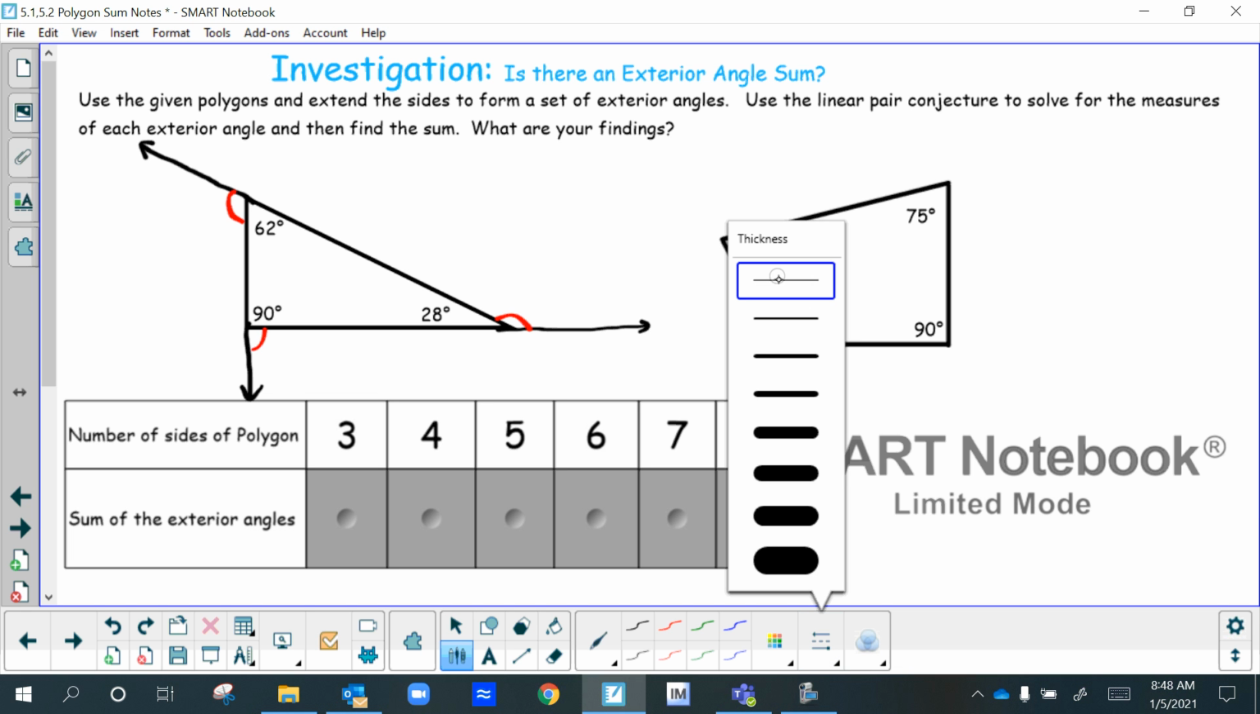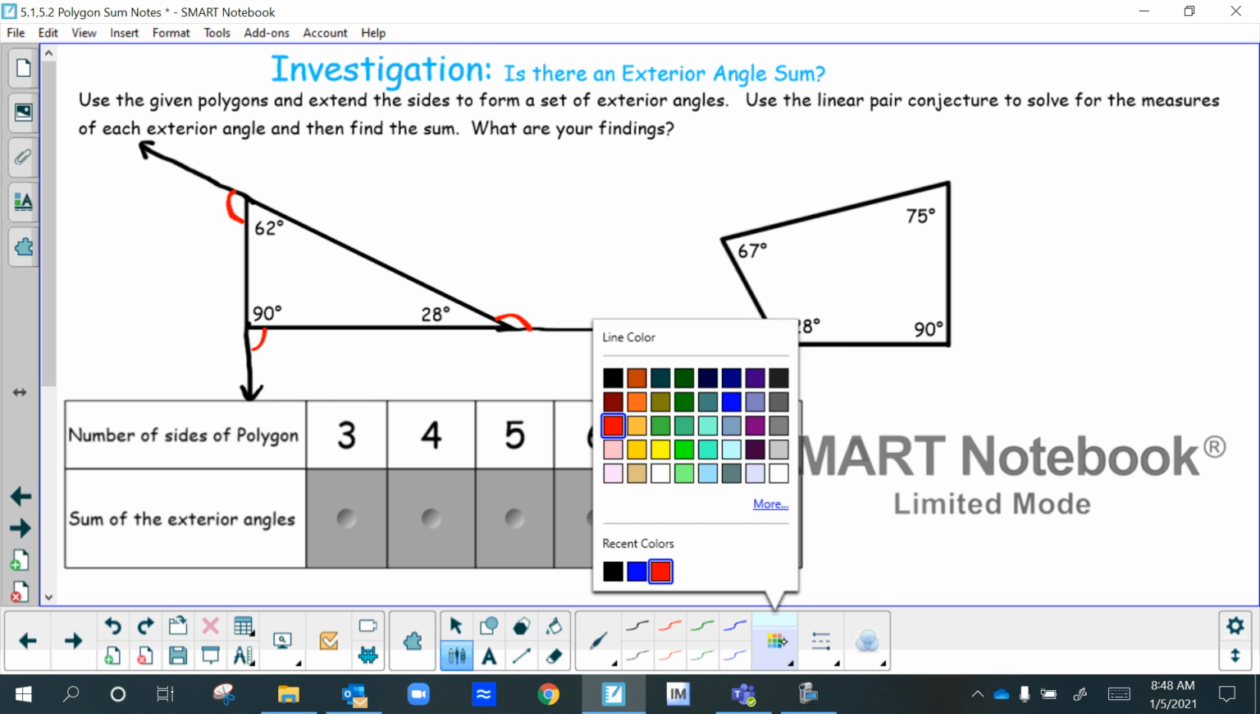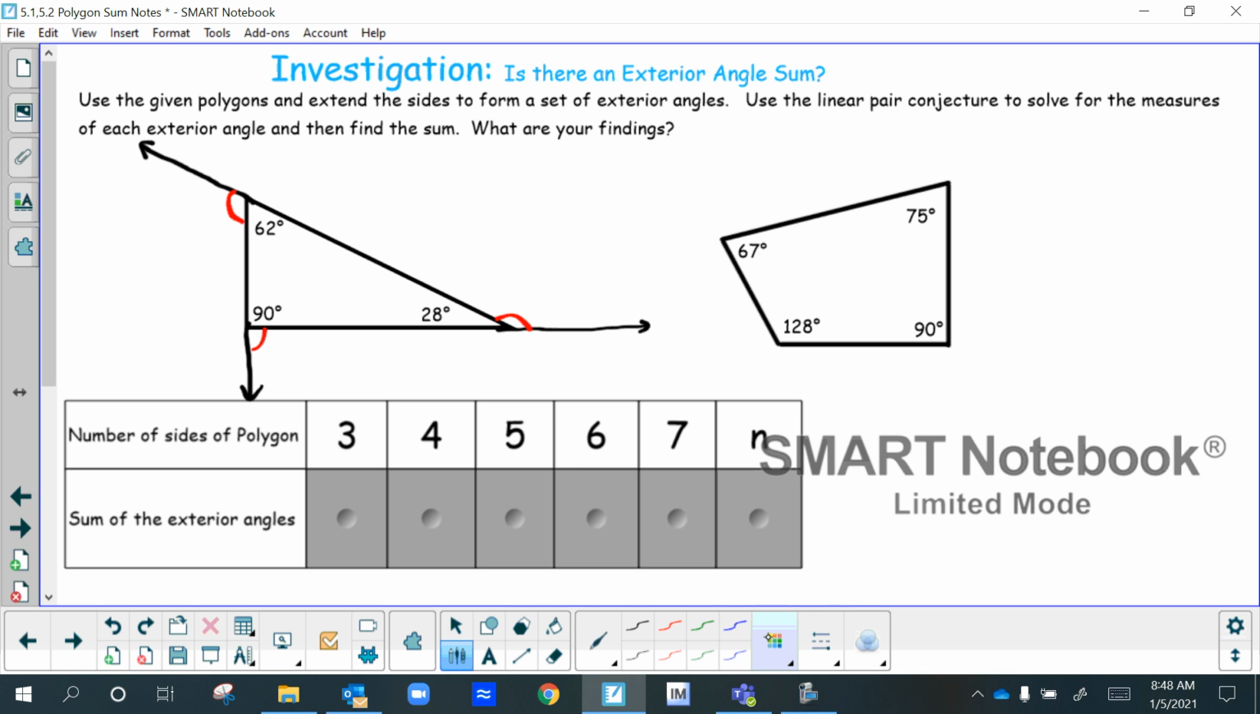Okay, so let's find the actual sum of those. Or actually, let's just write down the numbers first. Linear pairs always add up to 180, so you may want to get your calculator. I'm going to put in my calculator 180 minus 28. So this is a 152 degree angle. Over here, 180 minus 62. This one is a 118 degree angle. And 180 minus 90, this is a 90 degree angle. Okay, before I add those up, let's take care of the other polygon.